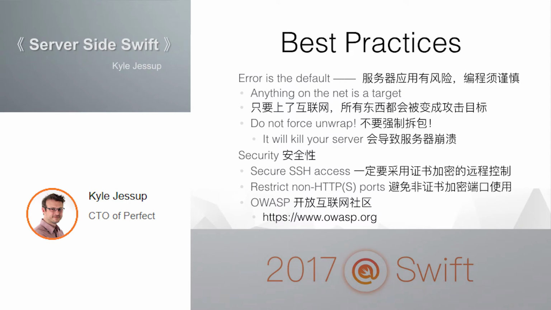Error is the default. Assume that every function that's getting called is getting called by somebody who's malicious, somebody who's attacking you. If it's up on the internet, you're going to get attacked. And all you have to do is just cruise through your access logs for a minute, and you'll see many strange requests. And you wonder, why are people trying to access these files on my server when I know they don't exist? They're trying to attack me.